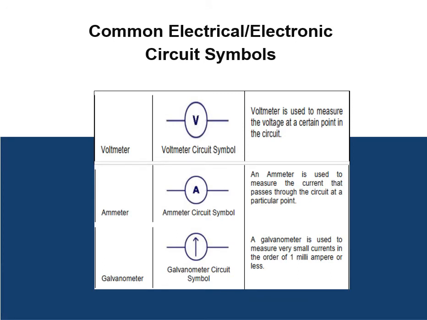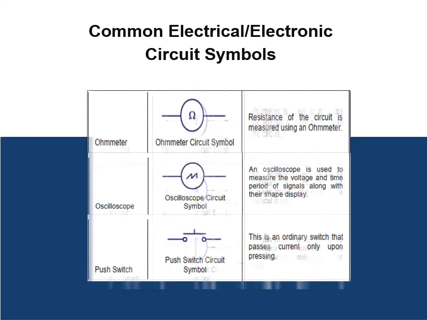We also have the voltmeter. It is used to measure voltage at a certain point in the circuit. Ammeter is used to measure the current that passes through the circuit at a particular point. Galvanometer is used to measure small currents in the order of 1 milliampere or less. Ohmmeter: resistance of the circuit is measured using an ohmmeter. Oscilloscope. Push switch.